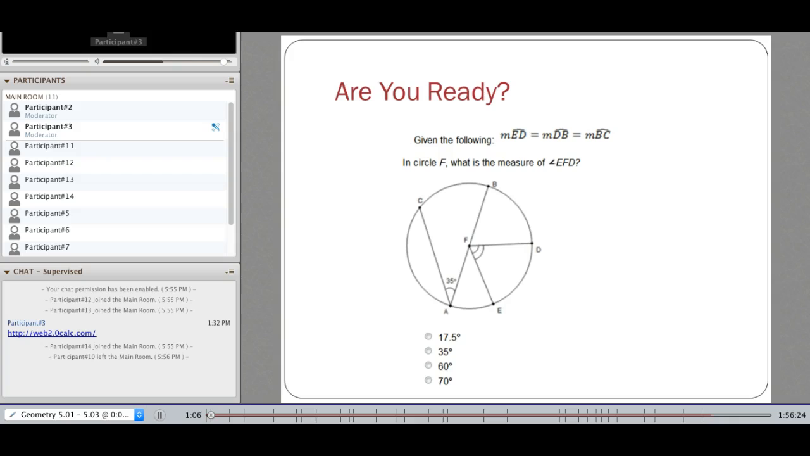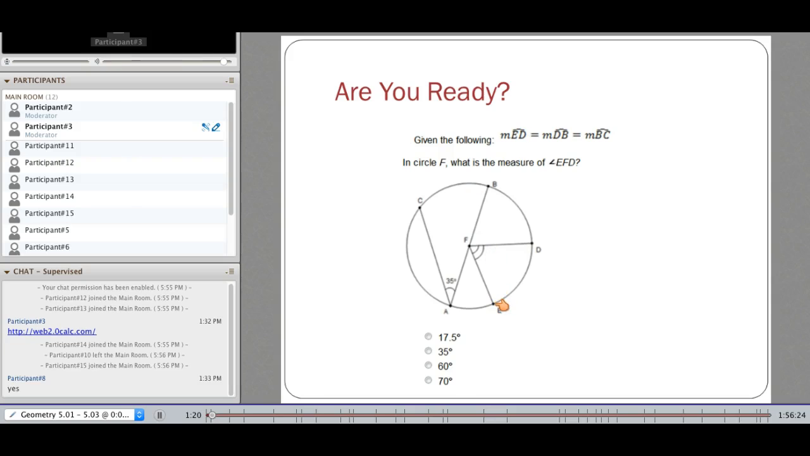Okay, so let's just look at a few questions from the unit test. Let me give you the correct polling tools. Okay, so are you ready? Given that the measure of arc ED, which is this arc right here, is equal to the measure of arc DB, and is also equal to the measure of arc BC. So I'm going to put a mark there so we know that these are all equal to each other from the information they're giving us. In circle F, what is the measure of angle EFD?